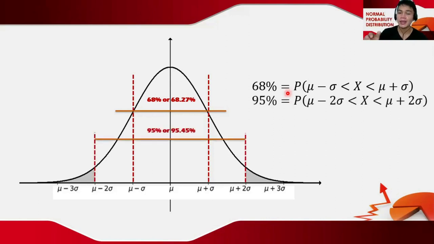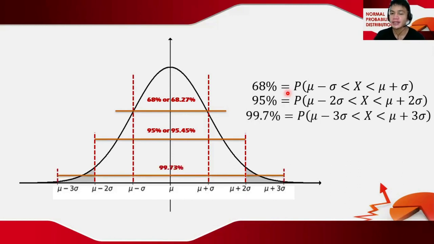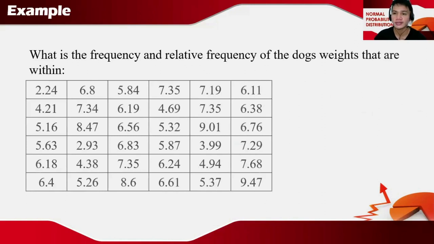And for the 95% probability area, or 95.45% probability area, it is the probability of subtracting and adding 2 standard deviations from the mean. And when we talk about the 99.7% probability area, it is the probability of adding and subtracting 3 standard deviations from the mean. To give you a clear picture of this empirical rule, let's validate this through these examples. Suppose we have these dog weights.